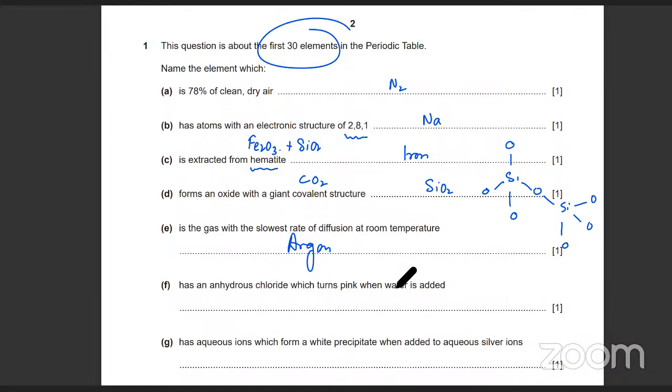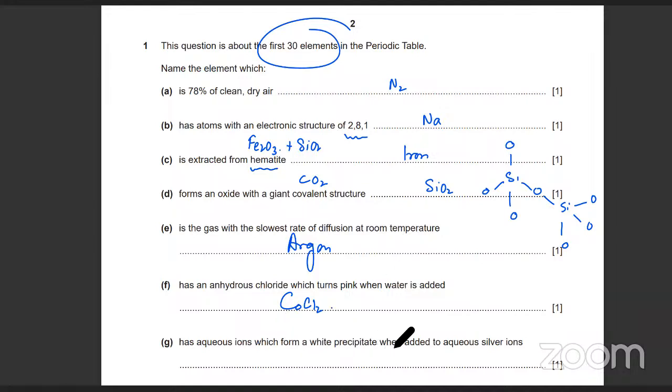Anhydrous chloride, which turns pink when water is added. This is also a test for water. Copper chloride? Cobalt chloride. Okay, cobalt chloride is a test for water, and I haven't written that in the salt sheet yet. Cobalt chloride, if it's with water, it's pink. If it's without water, it's blue in color.